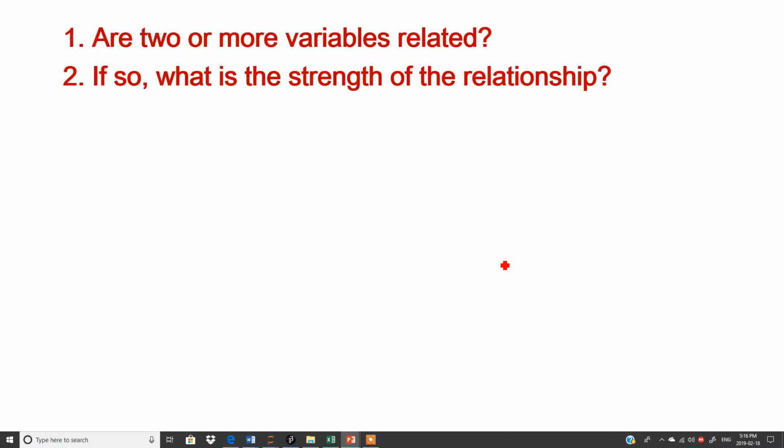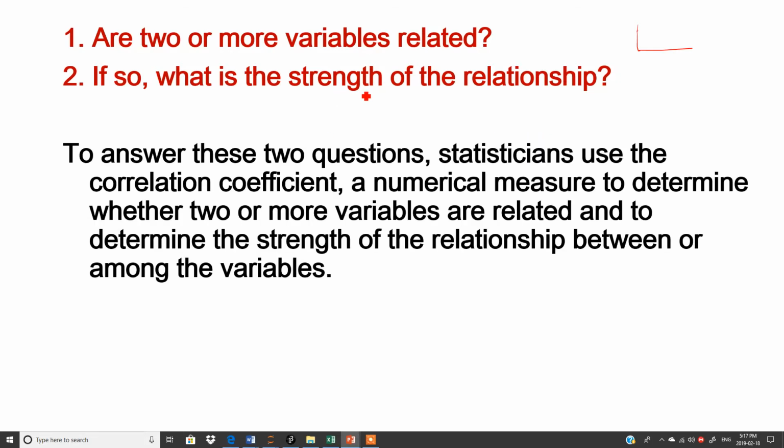As I have told you, in order to understand correlation, we have to discuss 4 points. So the first 2 points are, are two or more variables related? Related means if one variable is increasing, the other is increasing, or if one variable is decreasing, the other is increasing. If you say yes, what is the strength of the relationship? To answer these two questions, statisticians use the correlation coefficient. I will show you how to calculate the correlation coefficient.